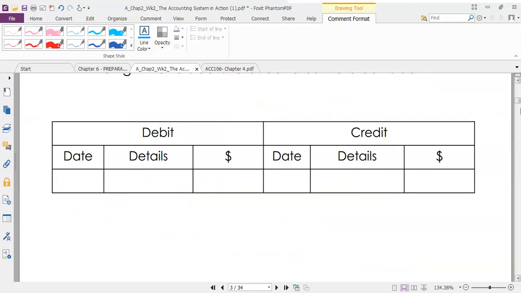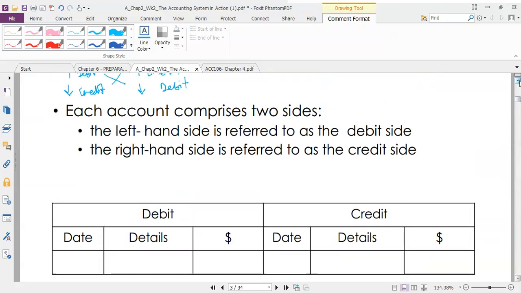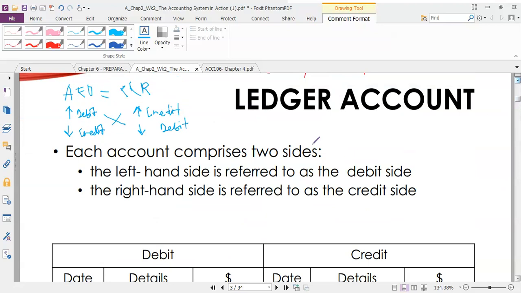Okay, so tengok ni. Seterusnya. Dia cakap apa? Each account. So sekarang kita masuk ledger account, T account. Nama lain untuk ledger adalah T account. So each account comprises two sides. Yang ni kita tahu lah. Which one is debit side? So you dah tahu debit and credit tadi. Kita ada dua double entry, debit and credit nama dia.